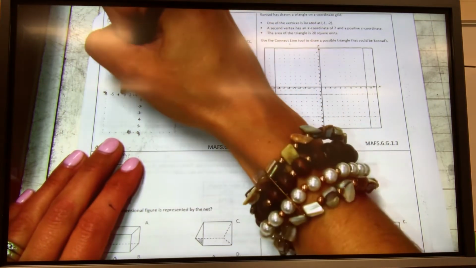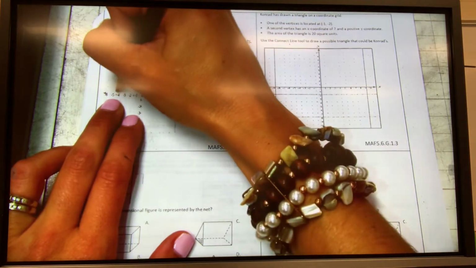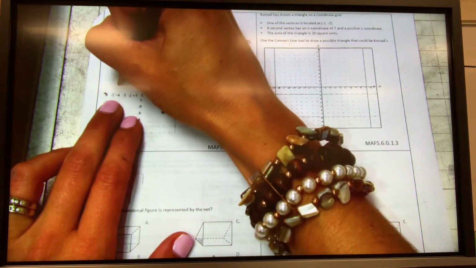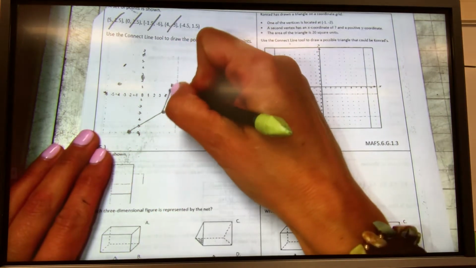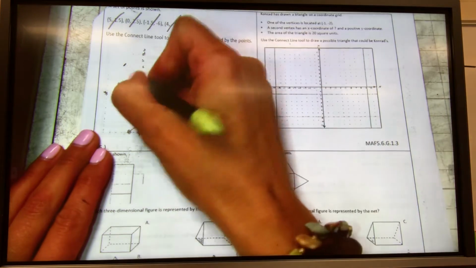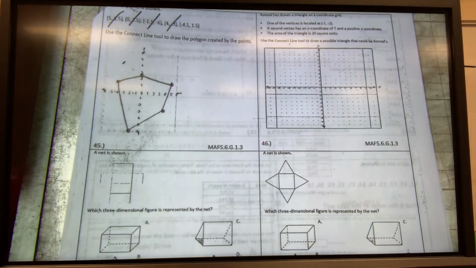Over negative 4.5, it's right here. Up 1.5, right here. And then if we connect them, it looks like this. So kind of a crazy shape.